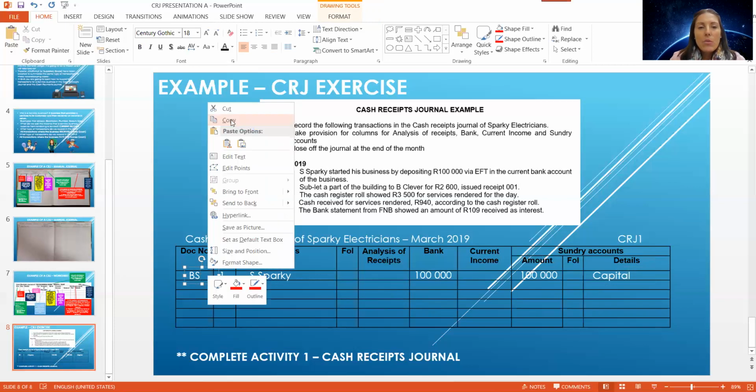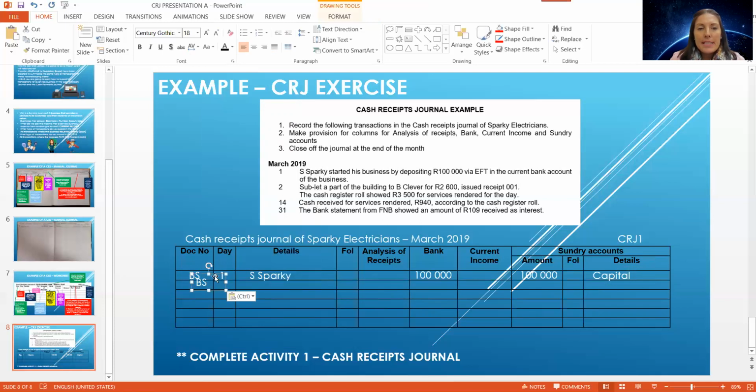On the 2nd, what do they say there? They said, sublet a part of the building to Be Clever for 2,600 Rand, issued receipt 001. Okay, so now it looks to me as if the tenant literally did come in and gave us either the 2,600 Rand, or if he's very old-fashioned, he paid us with a check for 2,600 Rand. Why do I know that? Because the transaction said we issued a receipt. So that means the person, Be Clever, had to come in. So our document number is then 001, because they said issued receipt 001.